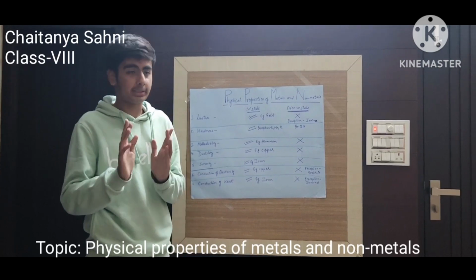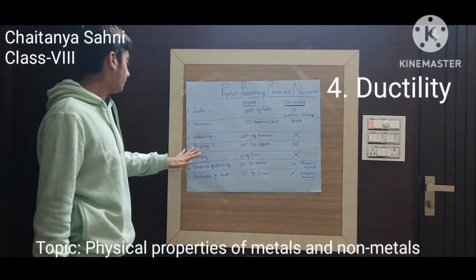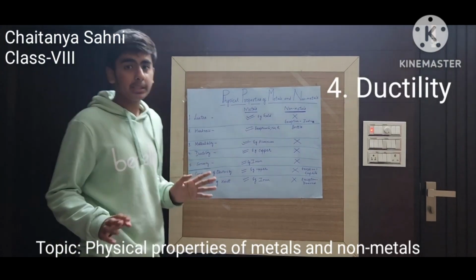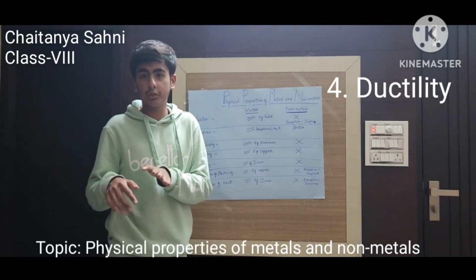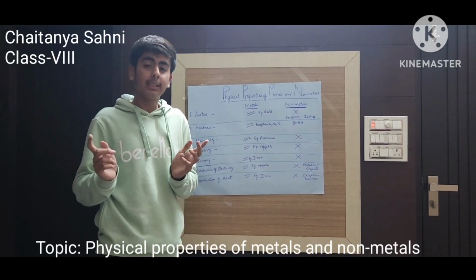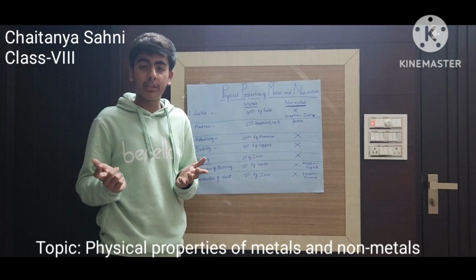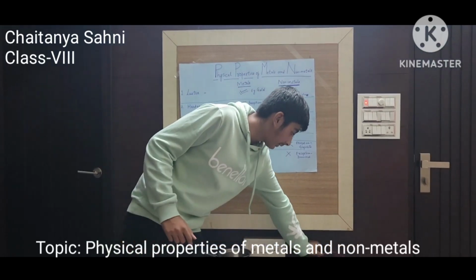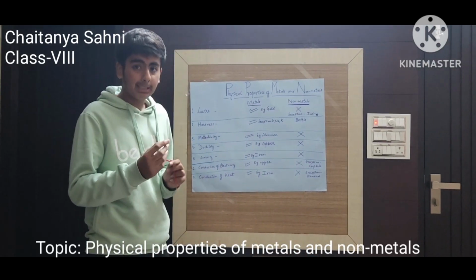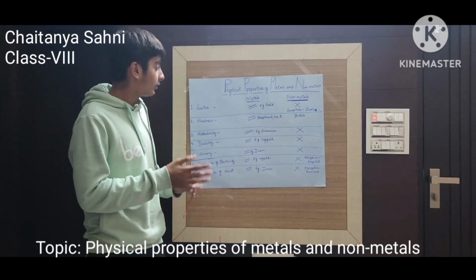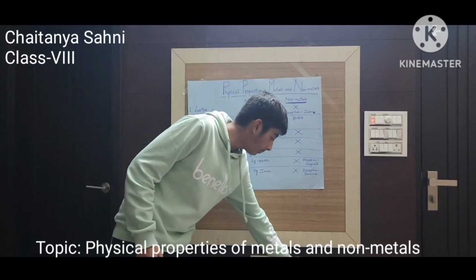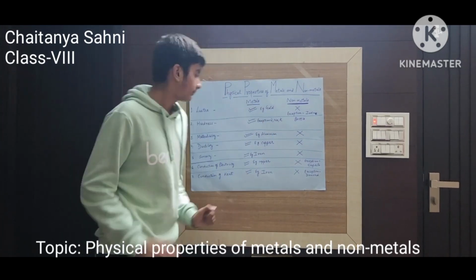The fourth physical property is ductility. Ductility means that a substance can be drawn into wires. As you all have seen, electric wires are made up of copper, meaning metals are ductile. Whereas non-metals cannot be drawn into wires.